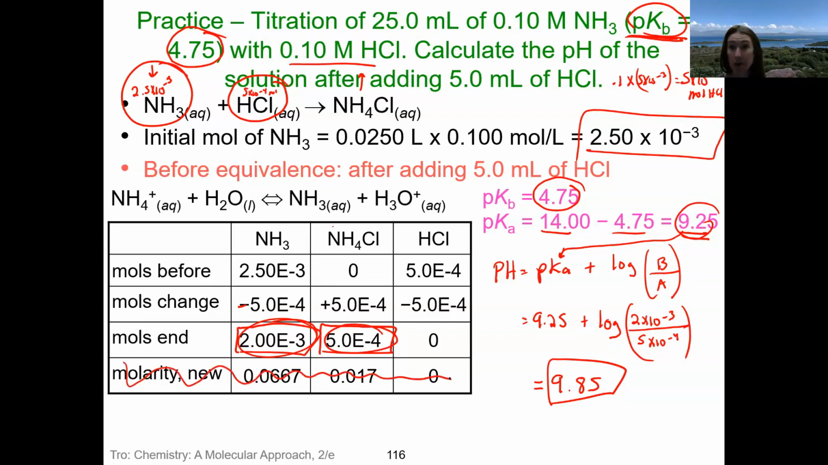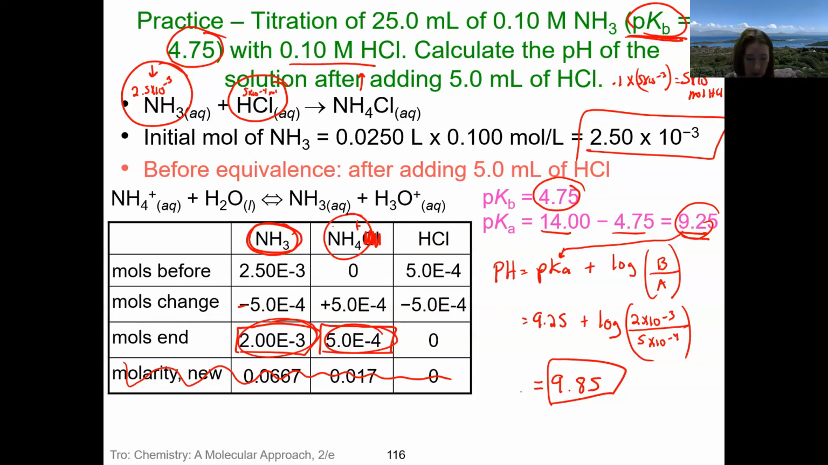Again, how did I know this was a buffer? Weak base, conjugate acid. Don't care about the Cl. Weak base, conjugate acid, buffer. Buffer means I don't have to do an ice table, right? You can do an ice table, it'll work. It just makes the math icky, but you can do an ice table, but you don't have to.